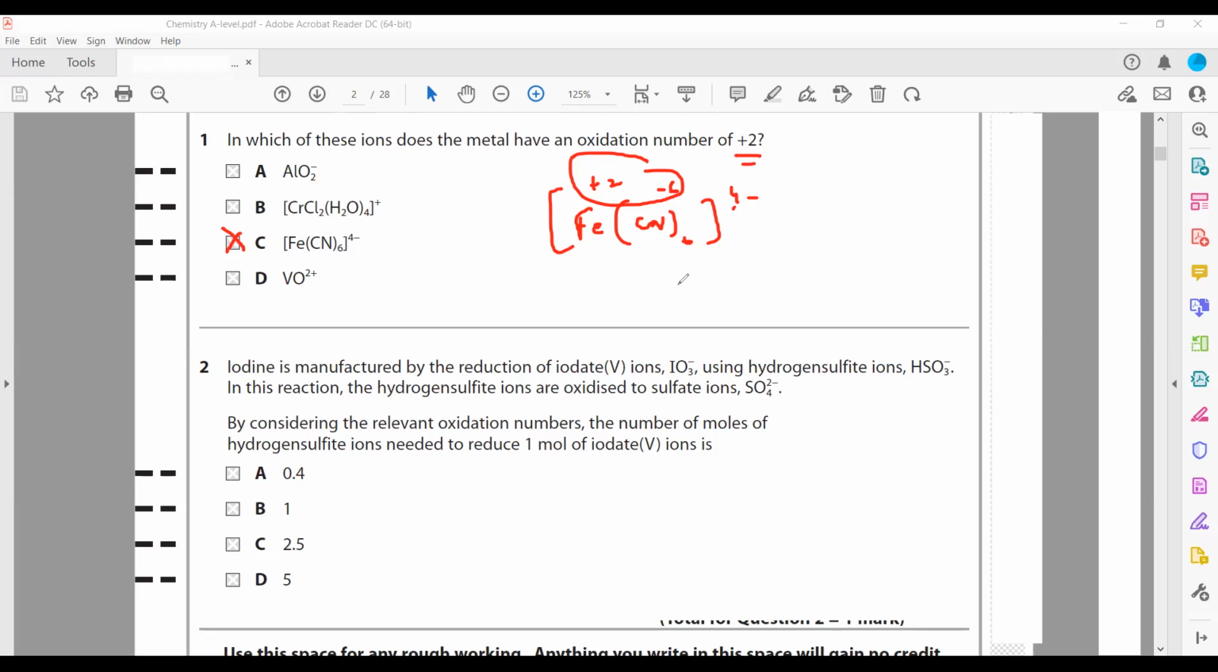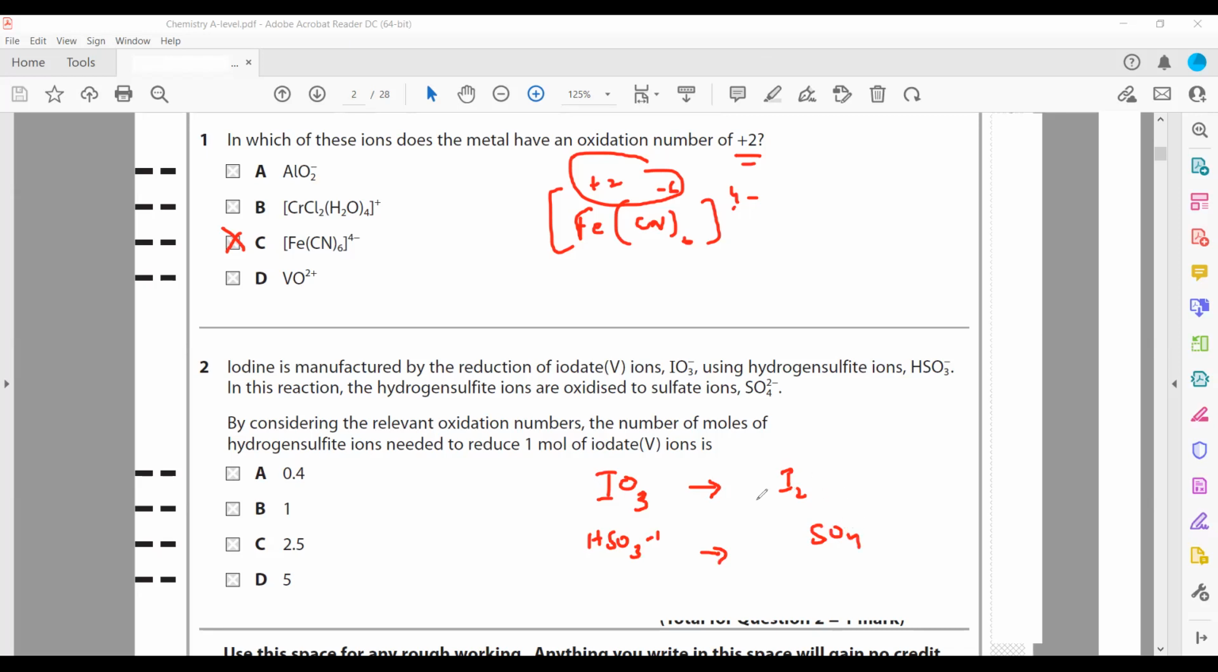So how can we identify this? First, we have to write a balanced equation. How to write a balanced equation? As I mentioned, iodine is manufactured from iodate, so I2 is produced. So IO3 minus is producing I2, that is one. And HSO3, with a charge of -1, is producing SO4.